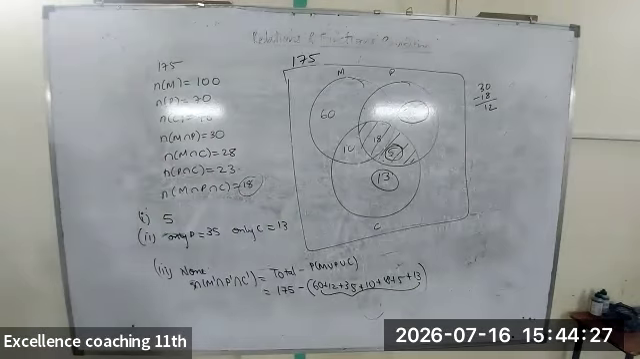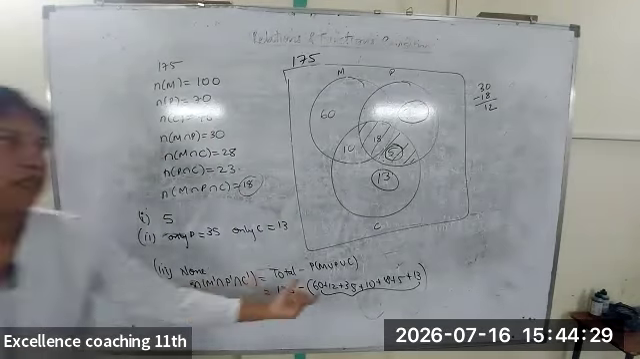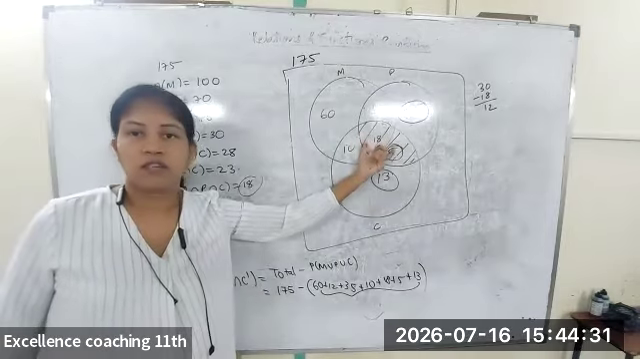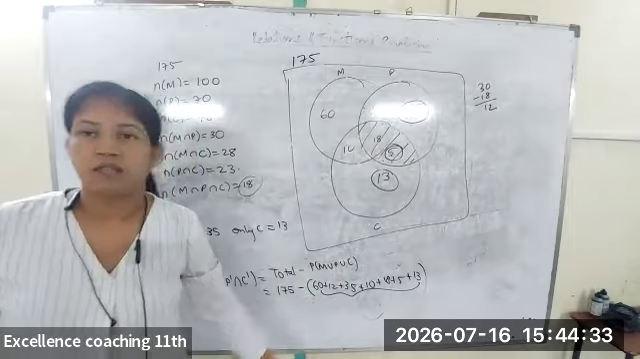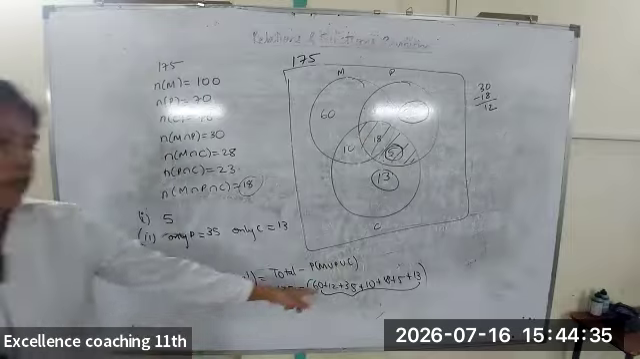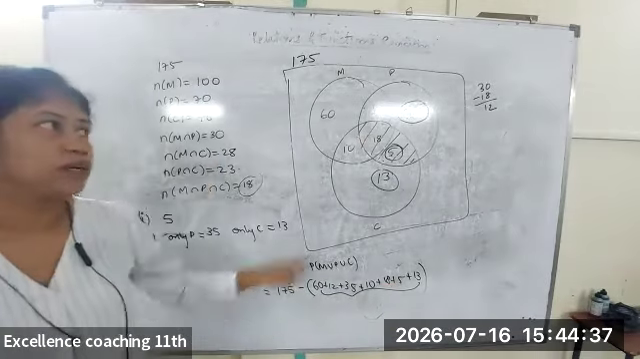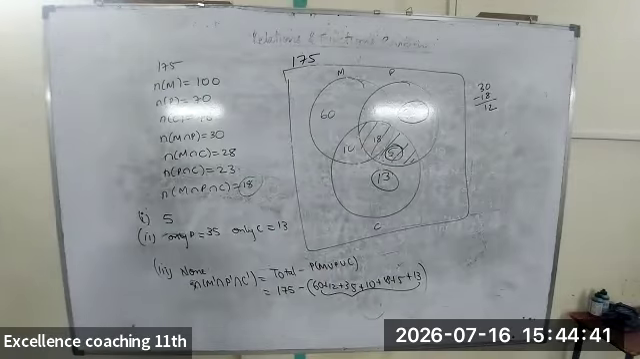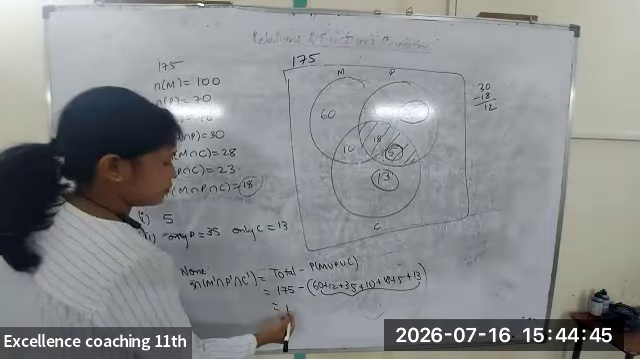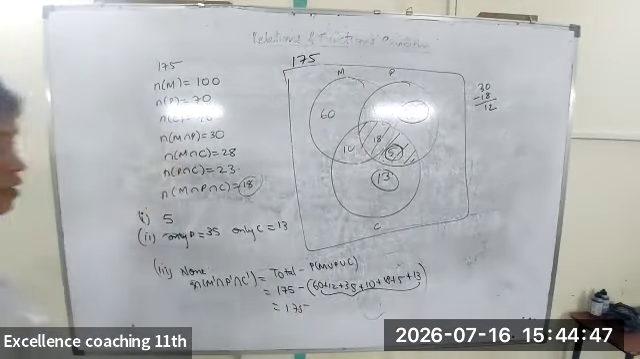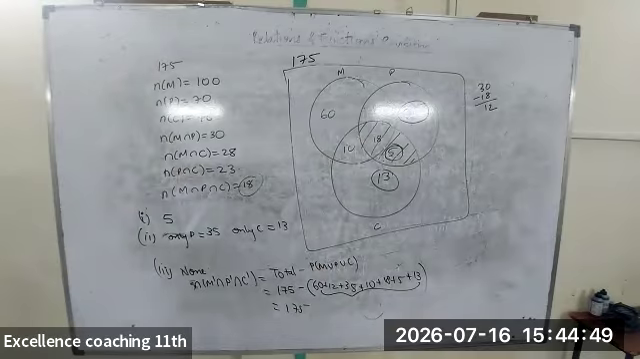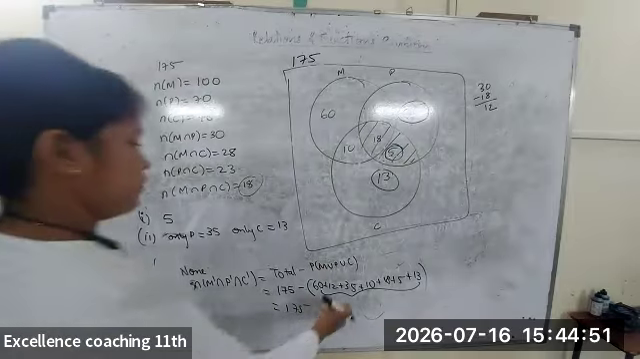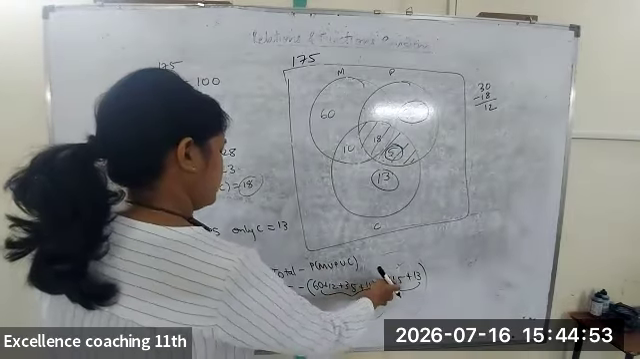If a question says "at least one of them", then you have to add everything. It's also called at least one. Okay, union. Now add all this and minus it from the total. The remaining numbers will come up here. None of them. 35, 40, 50.